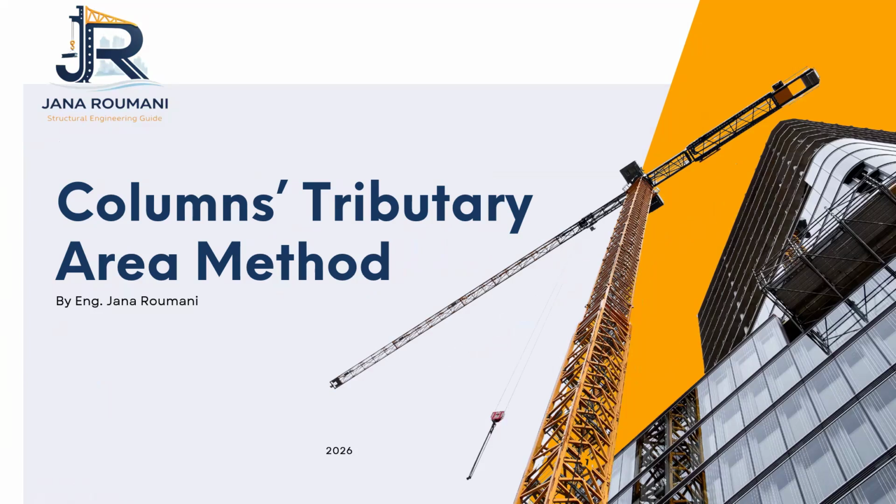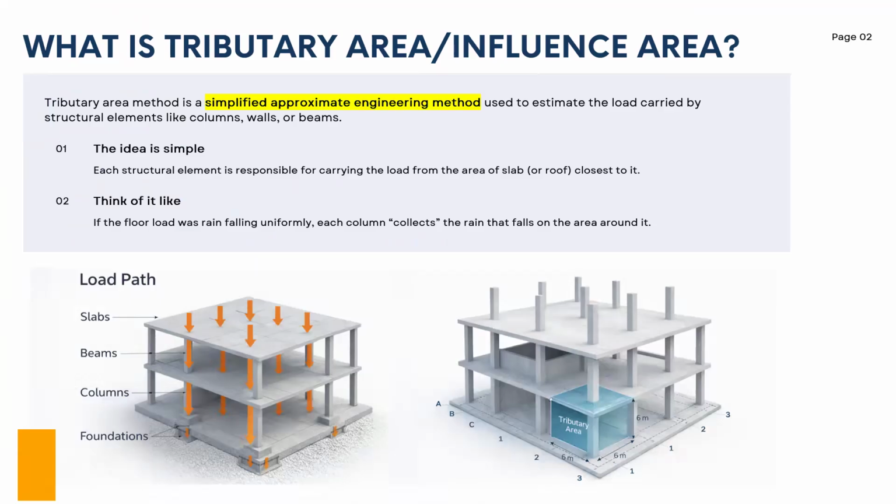So the column's tributary area method or influence area method is a simplified approximate engineering method. Okay, so we should notice that it's a simplified approximate method and not an exact method. So we cannot build on results of this method. It is used to estimate the load carried by structural elements like columns, walls, or beams. It's also used for beams, not only for columns.